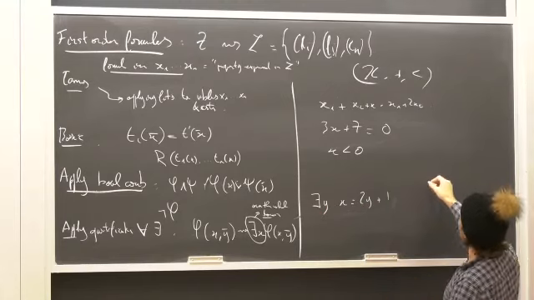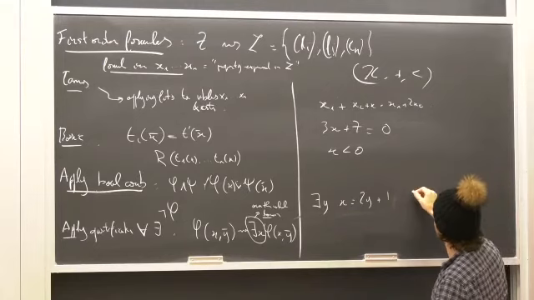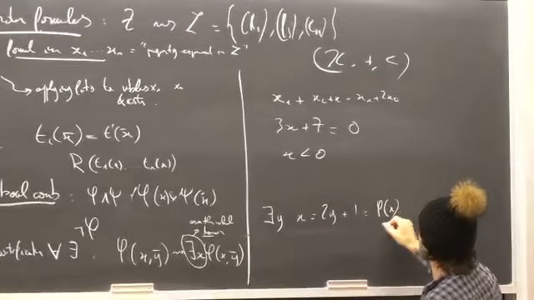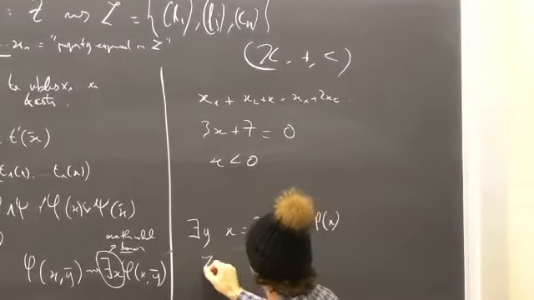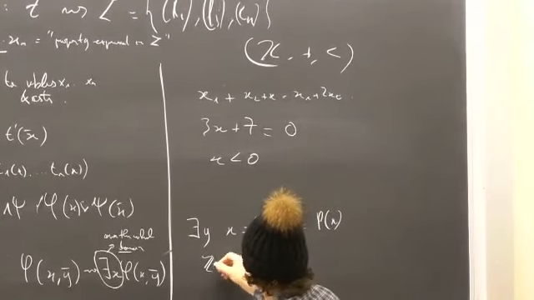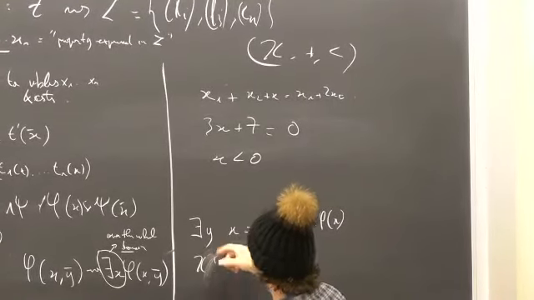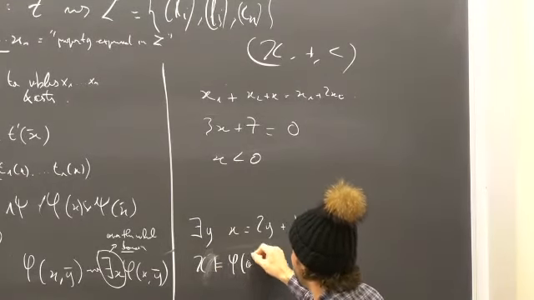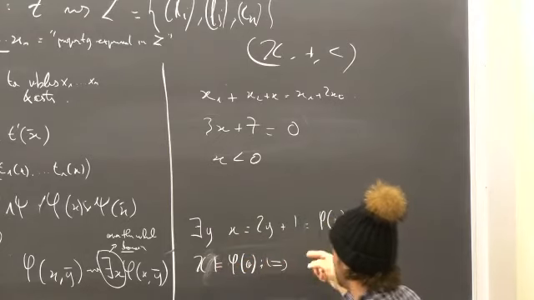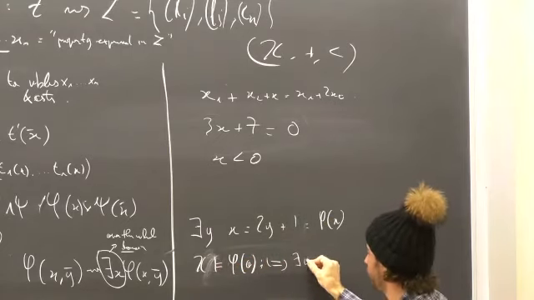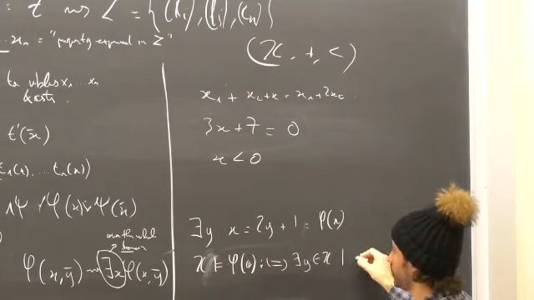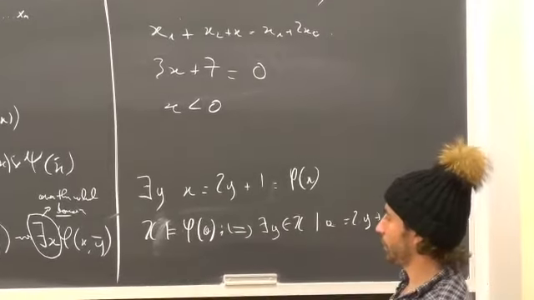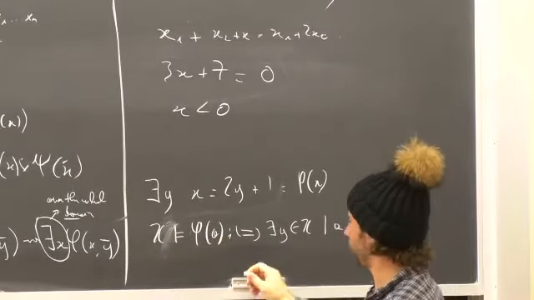That's all. Which means that this is a formula phi of x. If you want an element in Z to satisfy phi of a, by definition, this means that there exists a y in Z such that a equals 2 times y plus 1.